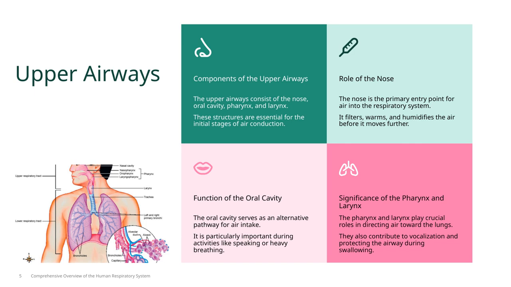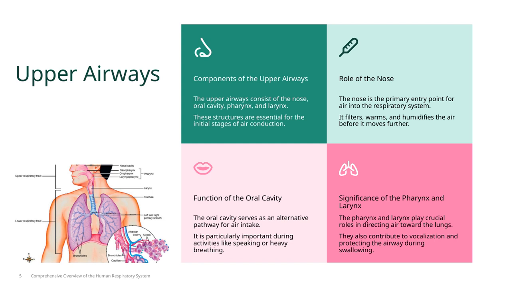Let's take a closer look at the components of the upper airways. These include the nose, the oral cavity, the pharynx, and the larynx. These structures are really important because they handle the initial stages of air conduction, meaning they prepare the air before it reaches the lungs. Now, focusing on the oral cavity, it's not just for eating or speaking, but also serves as an alternative pathway for air intake.